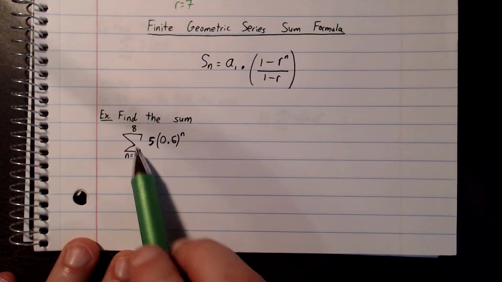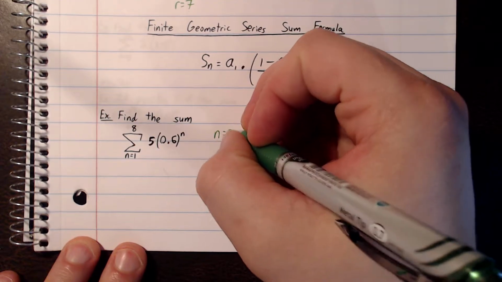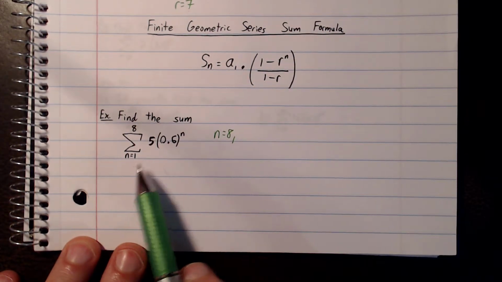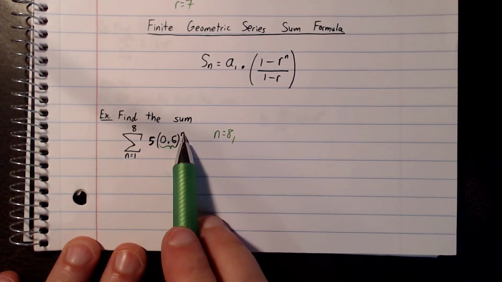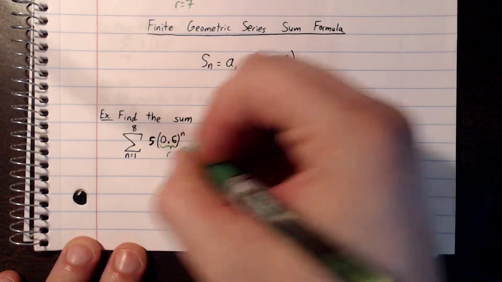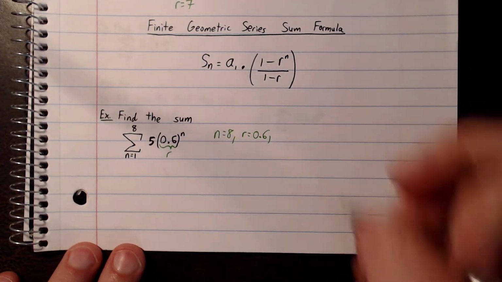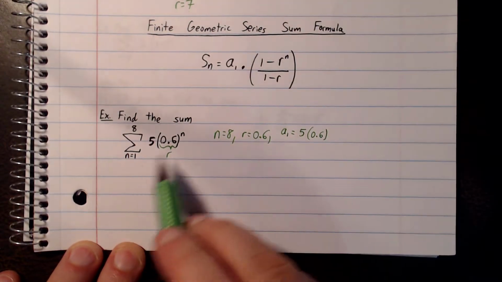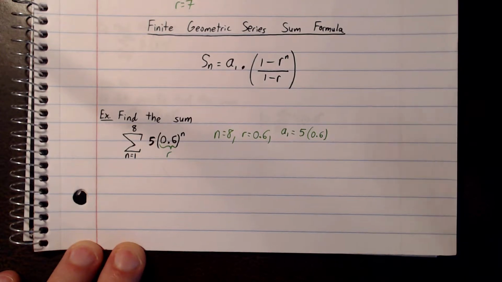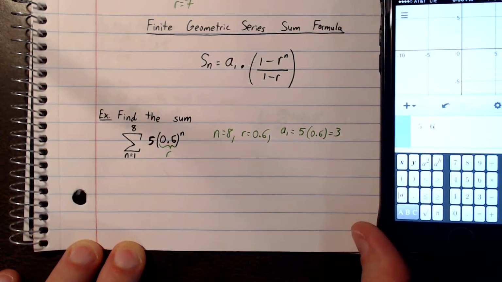The way that this is written up here, they give us what number we're going to, so that's our n, which is going to be 8. The way that this is also written is this is our r, right? This would be a1 times r to the power of n. So this is our r. And then finally, we have our first term, which is going to be 5 times 0.6 to the first. So it's really just 5 times 0.6, which is 3. You can check that on the calculator if you need to.